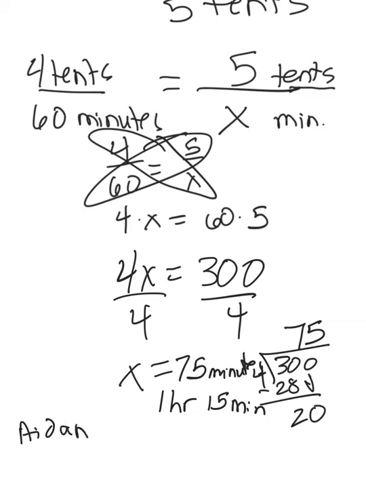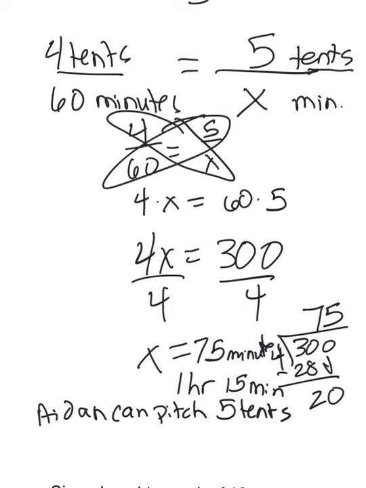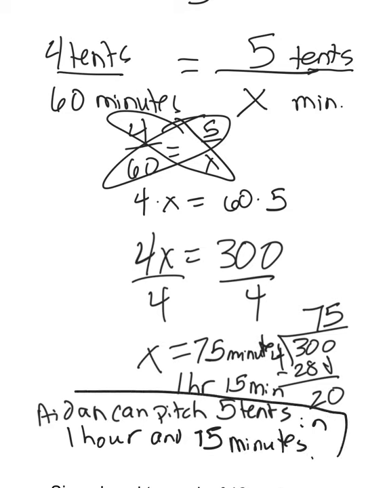Aiden and his friends can pitch 5 tents in 1 hour and 15 minutes. And that is my answer.